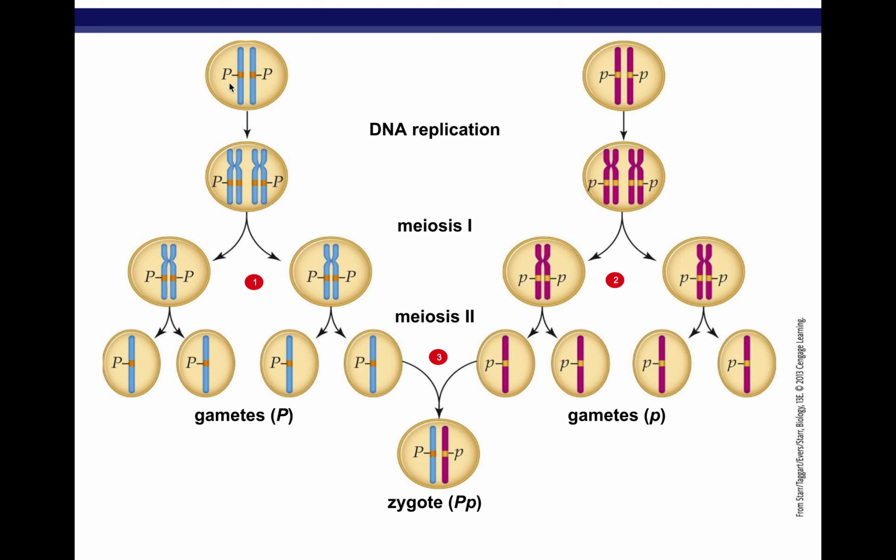Maybe the parent has a big P and a little p. And in this case, it would be a 50-50 shot of the child getting a big P or little p from this parent. And we would only know that by analyzing the original genotype of the parent.